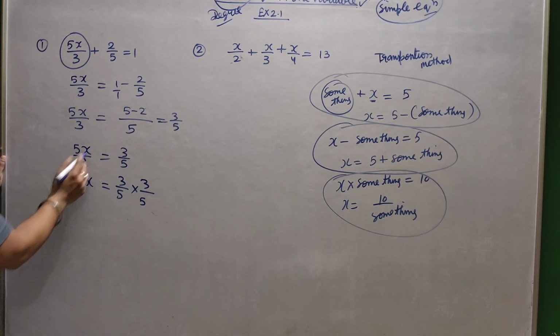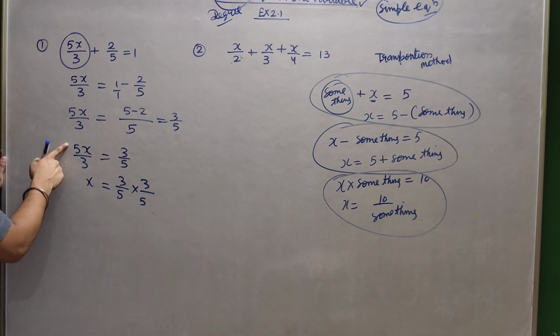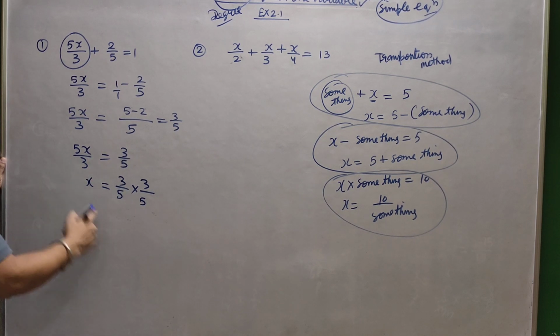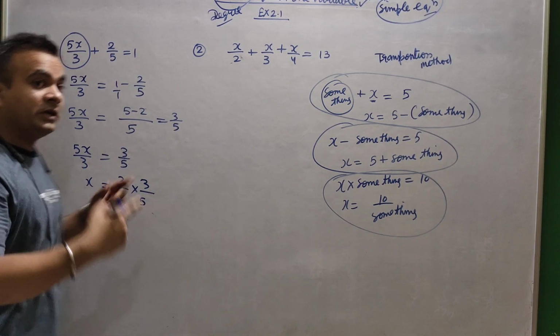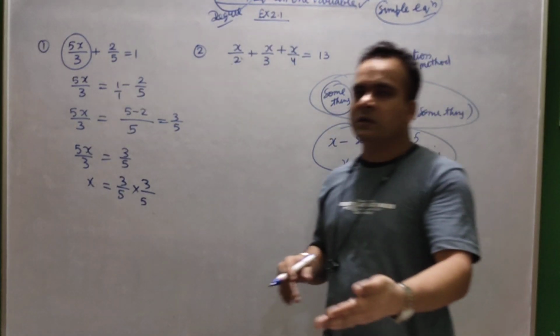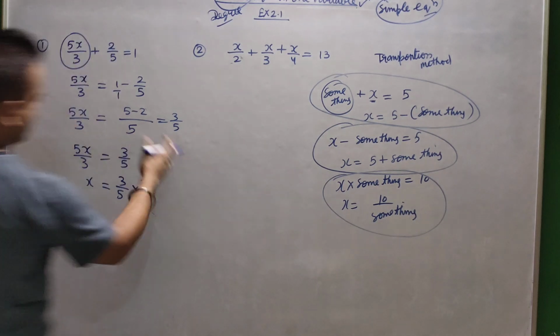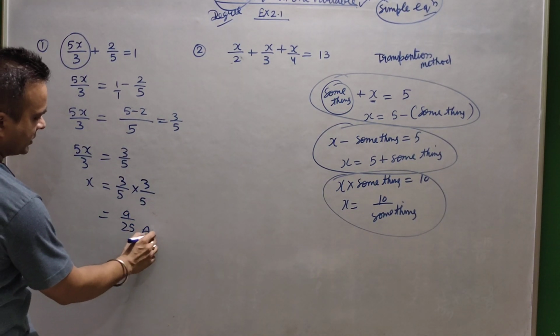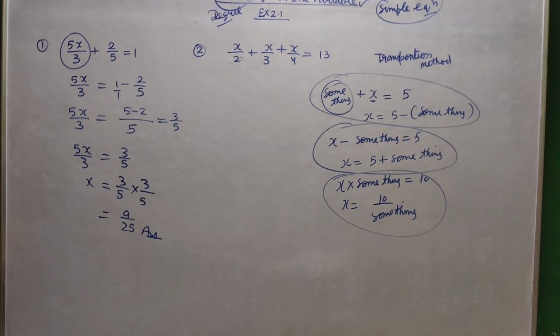What is in the numerator with this x? 5. So it will shift there in the denominator. What is in the denominator? 3. It will go there in the numerator. You can understand it like this also. The numerator part will shift in the denominator and the denominator part will shift in the numerator. That is the better way. And finally you will get the answer: 9 upon 12. Right?